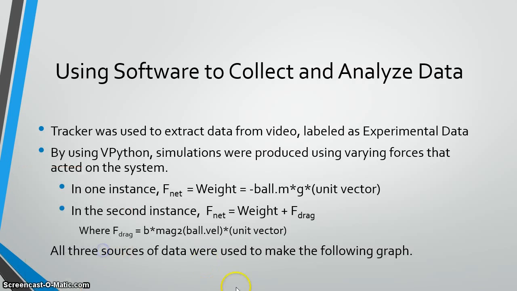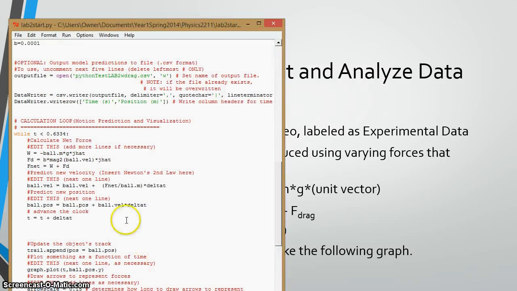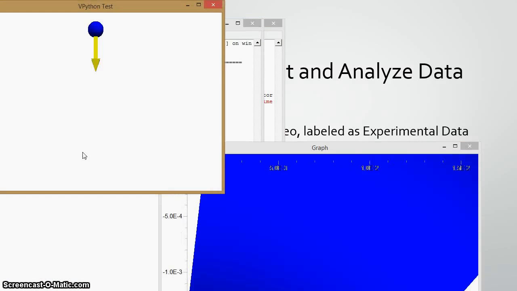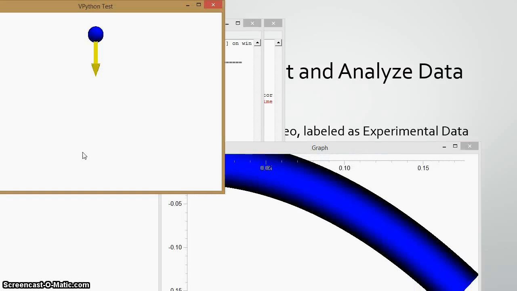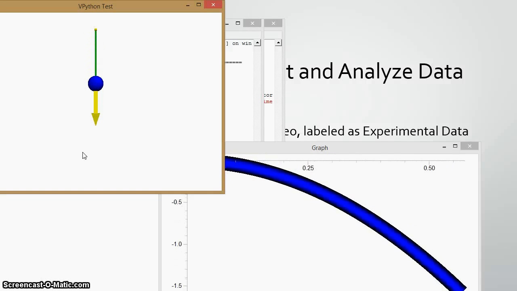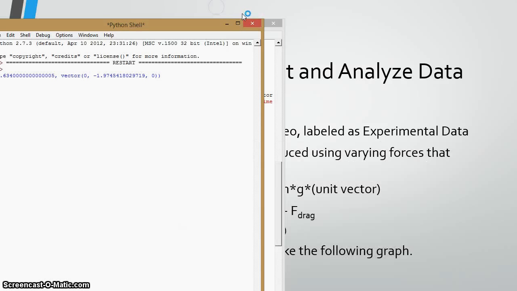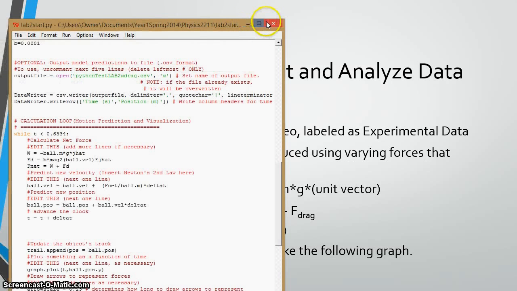Both the force of weight and the force of drag were in the y component of a unit vector. We can see here using VPython that the ball was simulated to move in the negative y direction with increasing velocity. However, in this model, the drag was very minute, so the arrow itself did not show. And that can be discussed later on in this presentation.